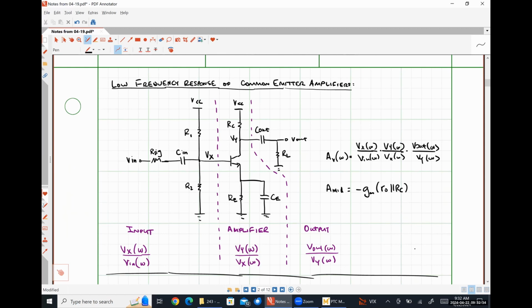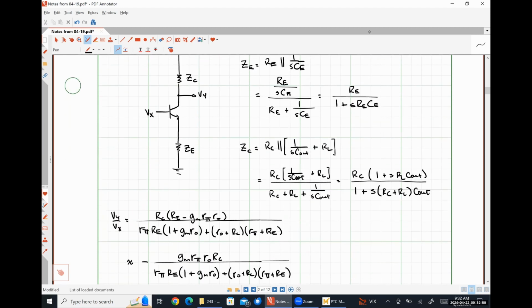Effectively what we're going to have is the network to the left of that dashed line, but we can't forget that that node Vx is connected to the base of our amplifier stage. And so we are going to essentially have something that looks like this.